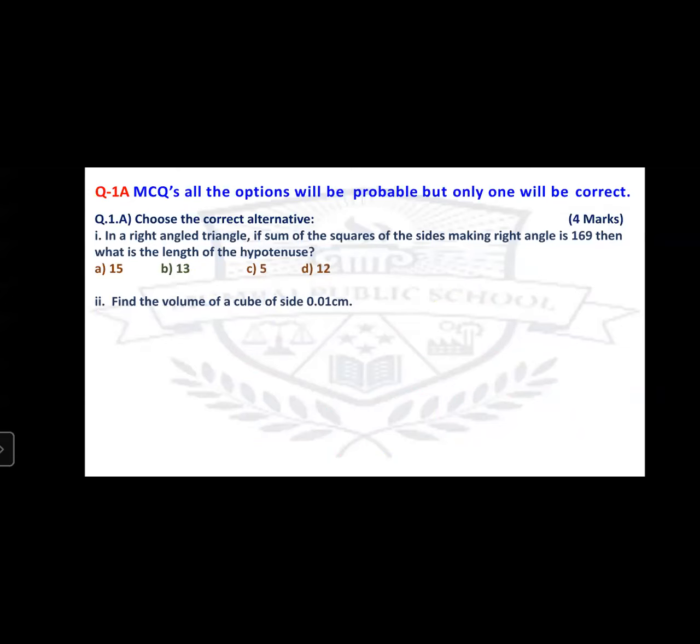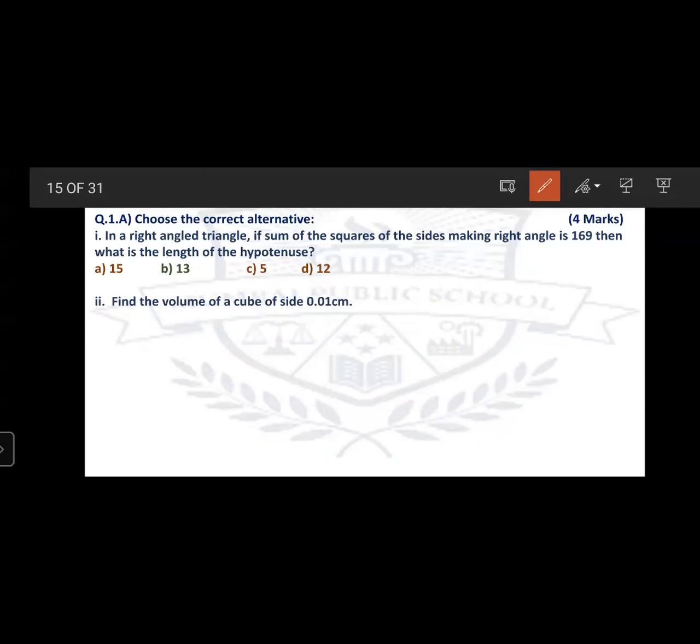Question number second. Find the volume of a cube of side 0.01 centimeter. In this question, you have to find the volume of a cube. So first we write the formula. Volume of a cube is the length, that is the side, cubed. The side is given as 0.01. So V is equal to L cube, and we substitute here 0.01 cube.